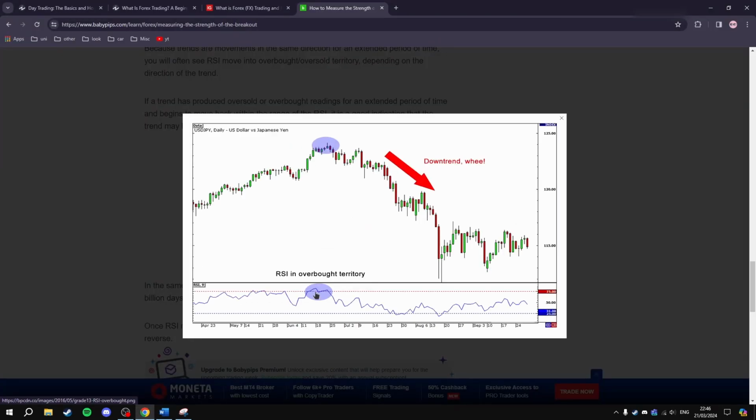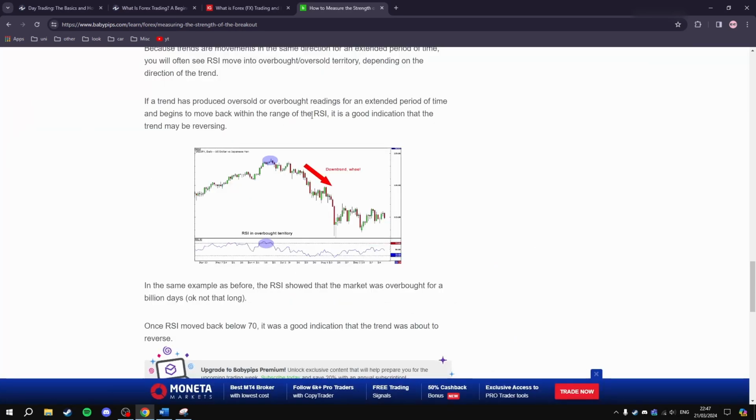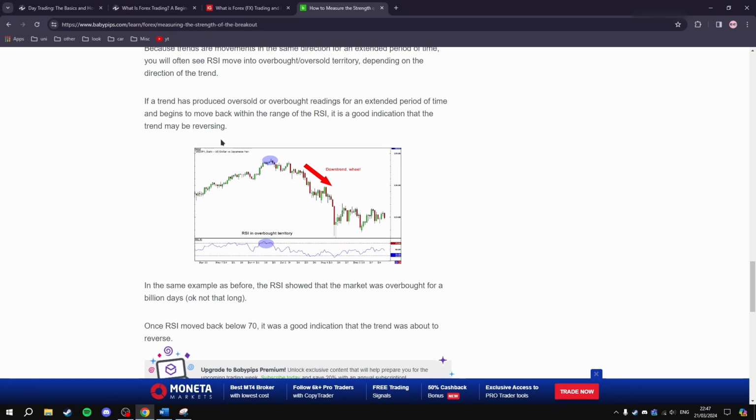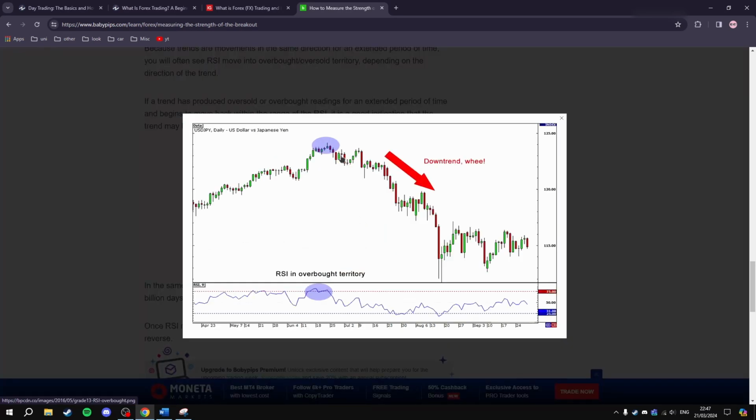So, overbought territory, I don't know how long it is exactly in a long period of time, but it looks to be, so this is June the 11th, so from about here to about June the 15th maybe, so it's about 14 days, 2 weeks, which is pretty long I guess, for a long time, and then it moves back within the range of RSI, so it went below it. It's a good indication that the trend may be reversing, so it's starting to reverse, which we can see is starting to do it, and then does it.